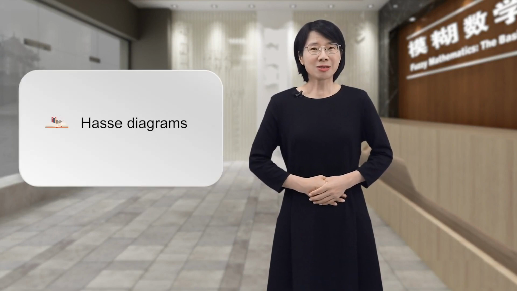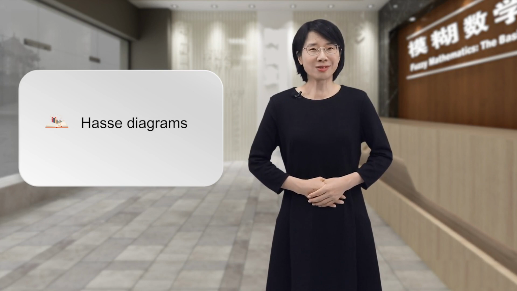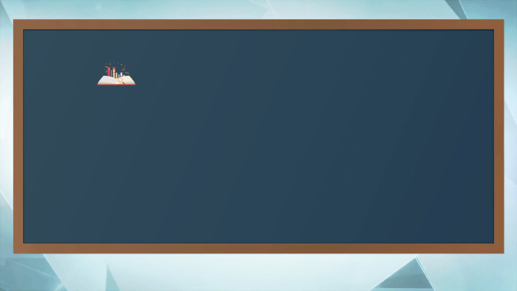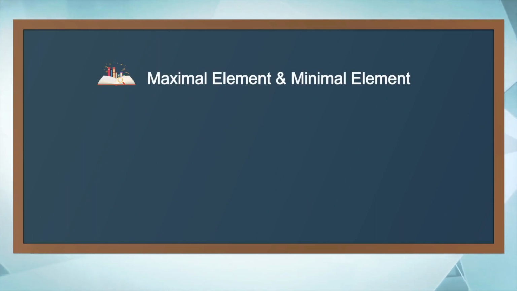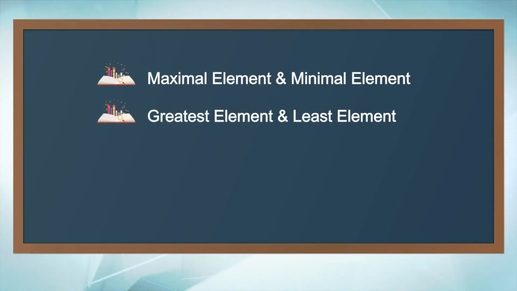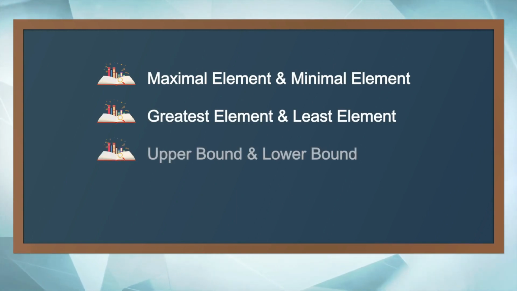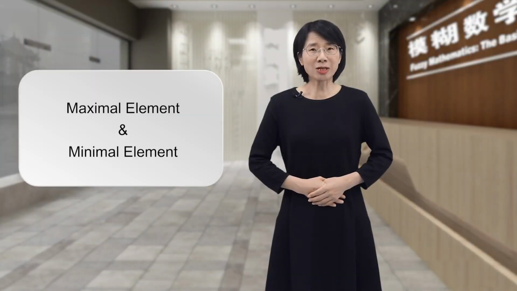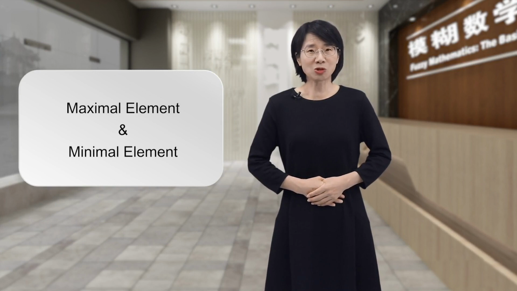In the previous lecture, we have talked about Hasse diagrams, which are used to represent posets, partial ordered sets. Elements of partial ordered sets that have certain extremal properties are very important. In this lecture, we are going to talk about maximal element, minimal element, greatest element, least element, upper bound, lower bound, supremum, and infimum. First, let's introduce the definitions of maximal element and minimal element.